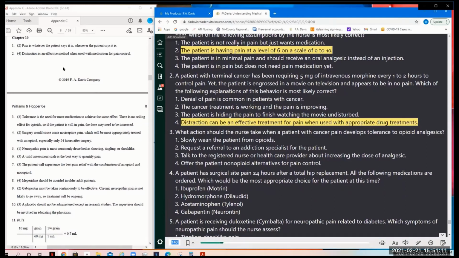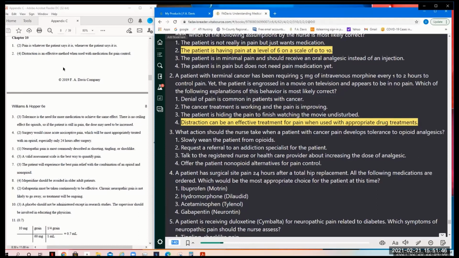Number 3, what action should the nurse take when a patient with cancer pain develops tolerance to opioid analgesics? One, slowly wean the patient from opioids. Two, request a referral to an addiction specialist for the patient. Three, talk to the registered nurse or HCP about increasing the dose of analgesic. Or four, offer the patient non-opioid alternatives for pain control.